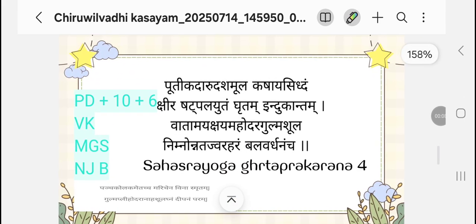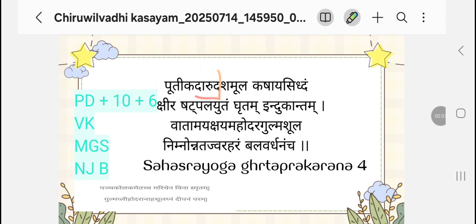The shloka starts as: Putika Daru Dashamula Kashaya Siddham Kshira Shatpalayutam Ghritam Indukantam Vatamaya Kshaya Mahodara Gulmashula Nimnota Jwaraharam Balavardhanam Cha. Okay, the shloka starts with Putika. Putika means Chiruvilva. Our previous session was about Chiruvilvadi Kashayam. Both the Kashayas are closely related, so we have chosen Indukantam for our next session. So Putika means Chiruvilvam.